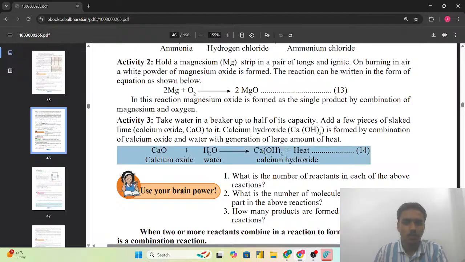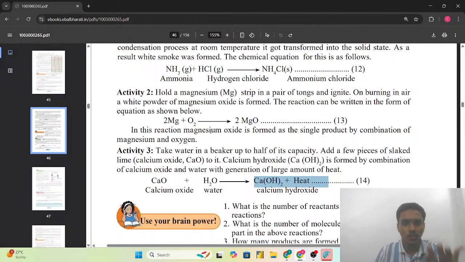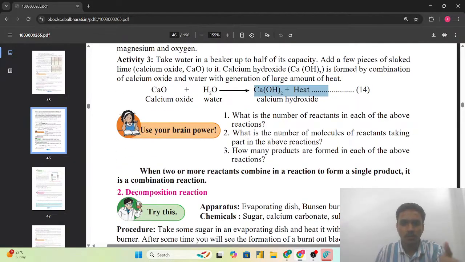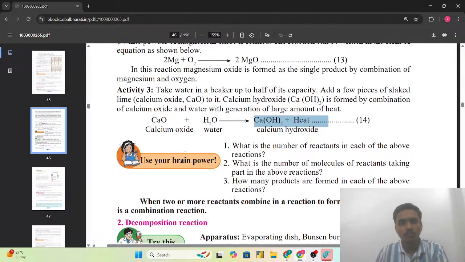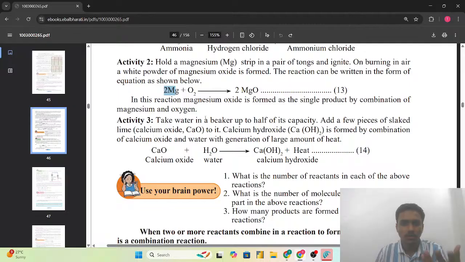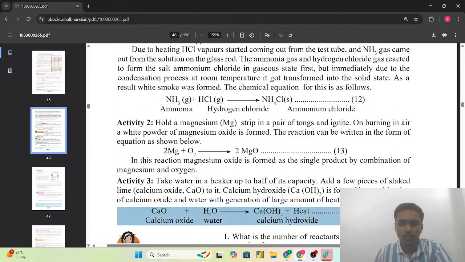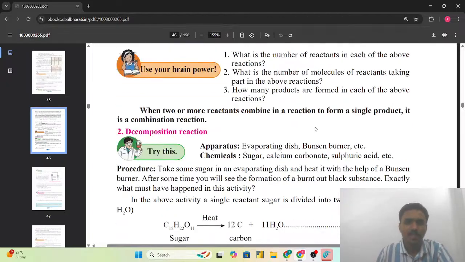This is also a case where two or more reactants are combined on the reactant side, and a product is forming. So what is the number of reactants in each of the above reactions? Here two, here two, here two. What is the number of molecules of the reactants taking part in the above reactions? Molecules we can see two, then two molecules, here one molecule of each. How many products are formed in each of the following reactions? One product, one product, one product. This is the conclusion which we have drawn from this.